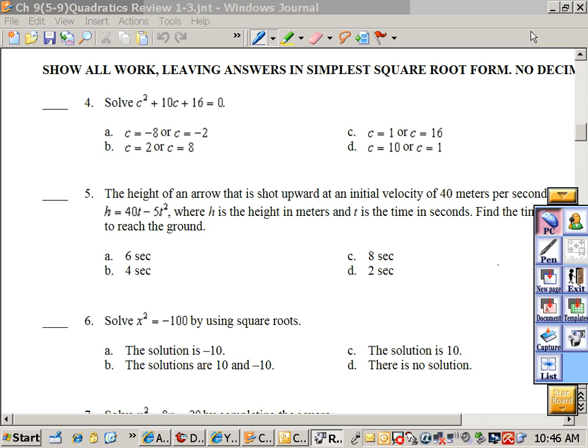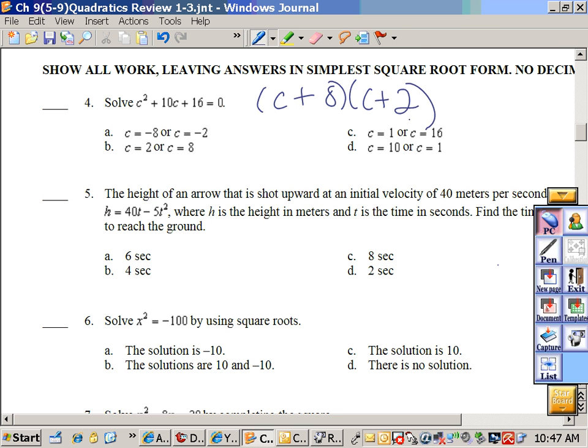Number 4, what's the easiest way to factor? What's the easiest method? Good job, factoring. So this is going to be C plus 8 and C plus 2. The solutions are -8 and -2. So that answer was A.